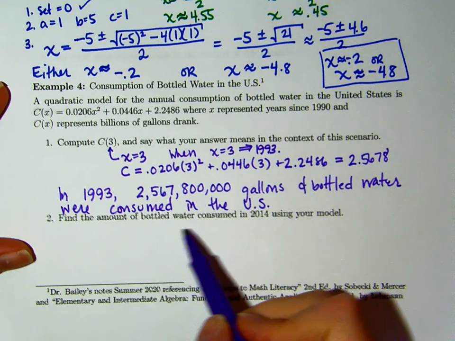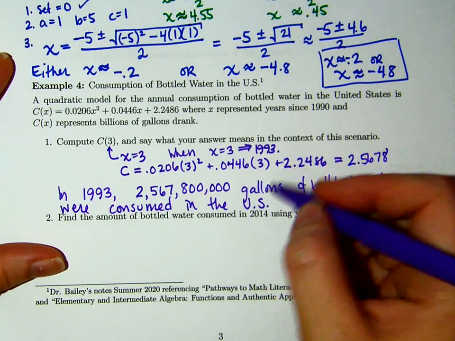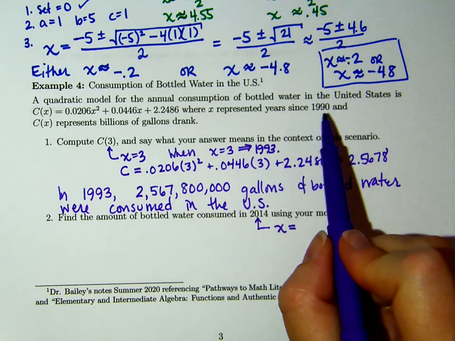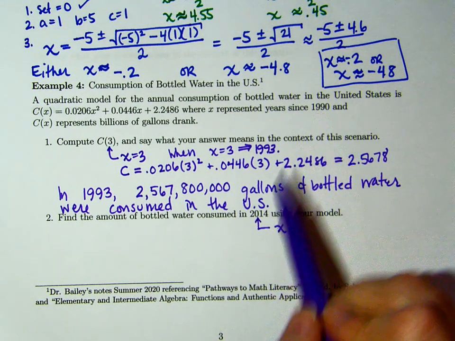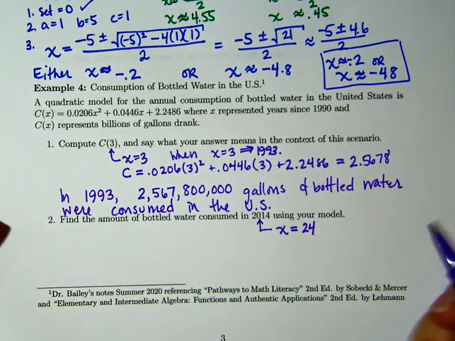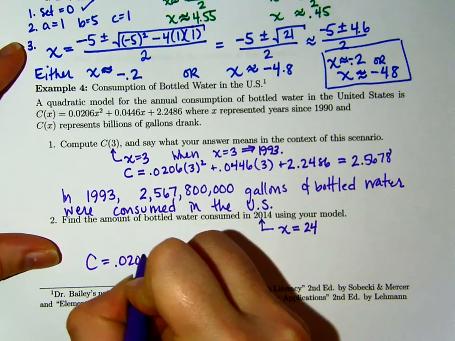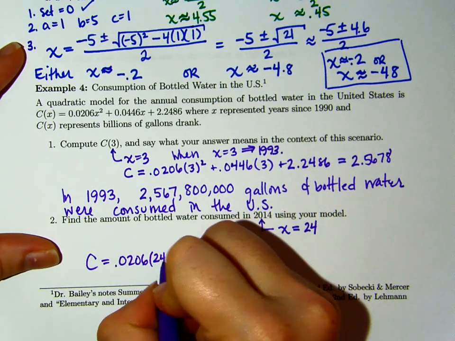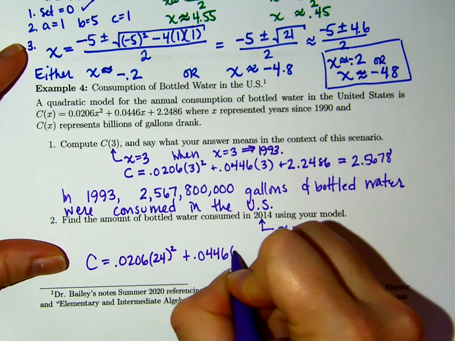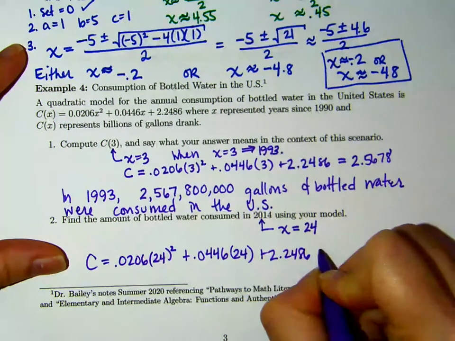Find the amount of bottled water consumed in 2014. Okay, so now we actually have to find the X. 1990 to 2000 would be 10 years, and then add 14 more, 24 years. And then we do the same thing. So C equals 0.0206 times 24 squared plus 0.0446 times 24 plus 2.2486.